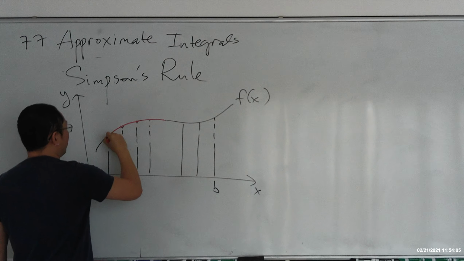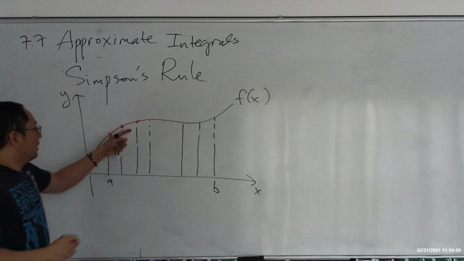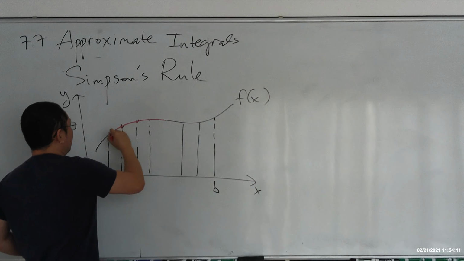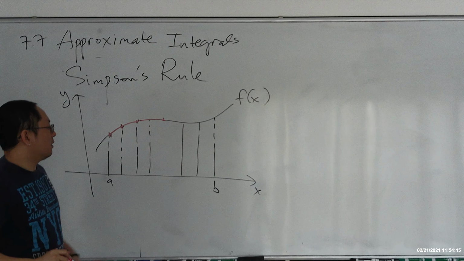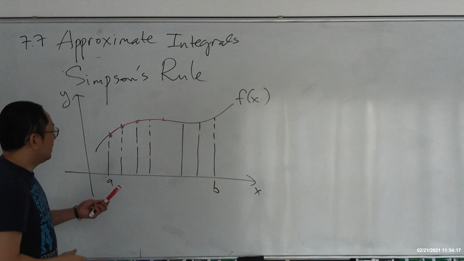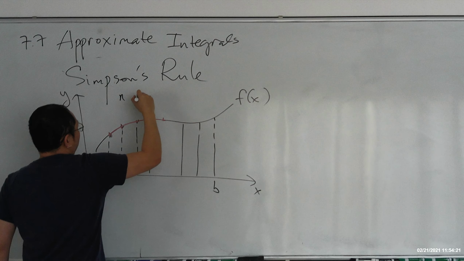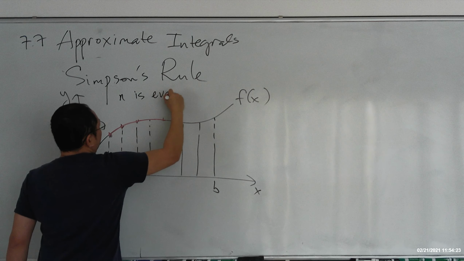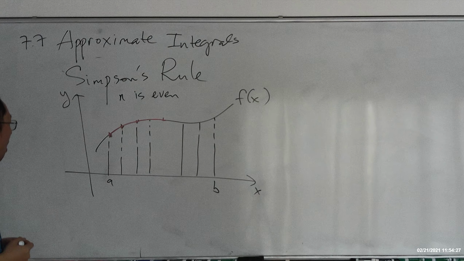So the first 3 points, I can find the equation of a parabola to go through those 3 points, and then the next 3 points right here, find another parabola, and so forth and so on. So the requirement for this method is what? The number n has to be even. In other words, we have to chop it up into an even number of columns.